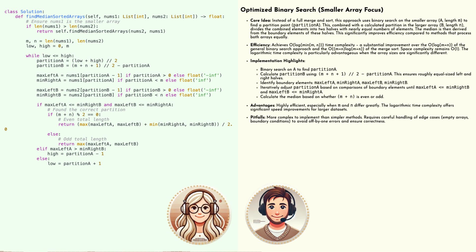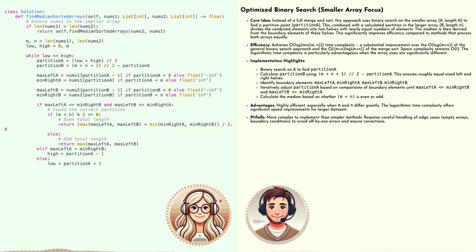Binary search is all about halving the search space with each step. So if we focus on the smaller array, we're dealing with a smaller search space from the start. Ah, that makes sense. It's like we're taking a shortcut by using the smaller array as our guide. But how does this actually work in practice? We still need to consider both arrays when finding the median. Right, we're not ignoring the larger array, we're just using the smaller one to drive our binary search process.